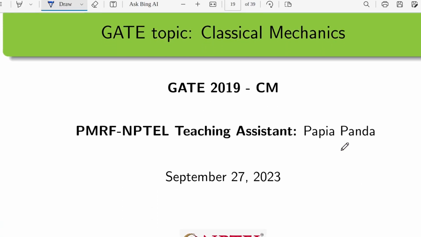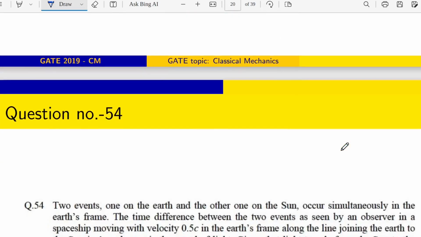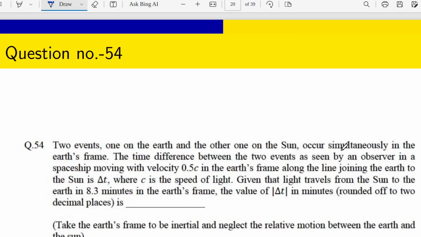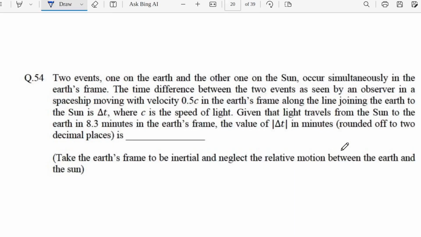Okay, so in the next question, we will see a question from the GATE 2019 physics question paper, question number 54. It is also basically related to relativistic classical mechanics, so that's why I have put this one and this one simultaneously. Now let me read the question first, and after that we will explain.